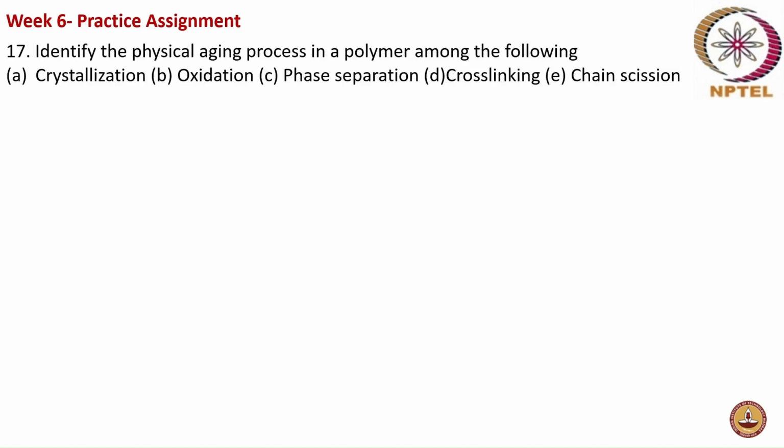Okay, next. Identify the physical aging process in polymers among the following: crystallization, oxidation, phase separation, cross-linking, chain scission.